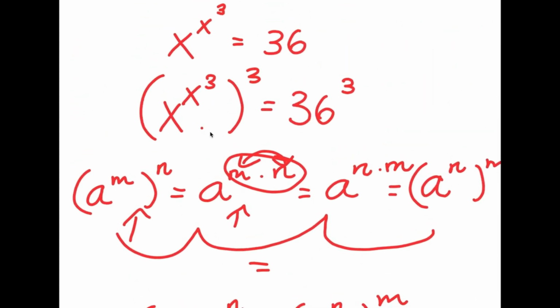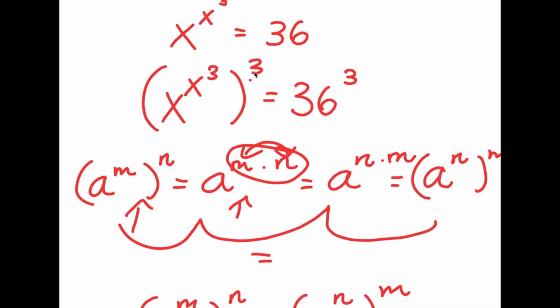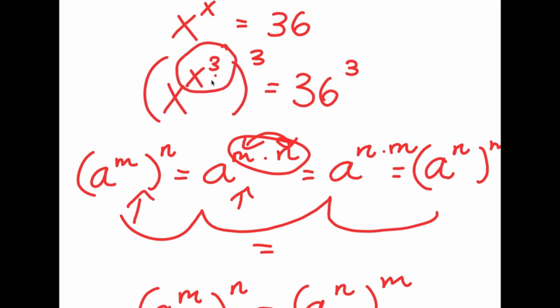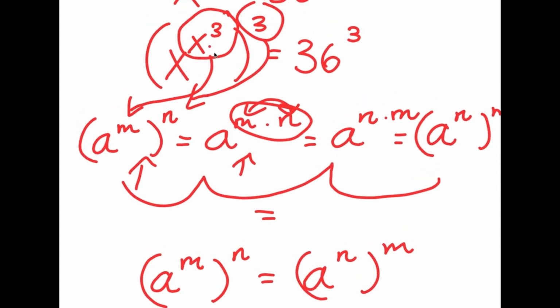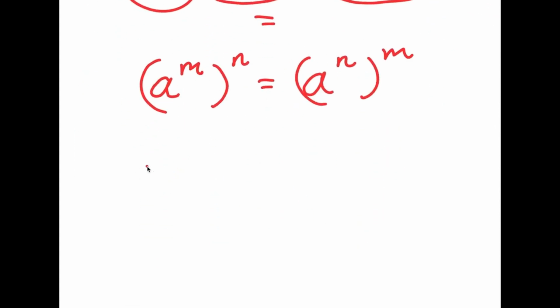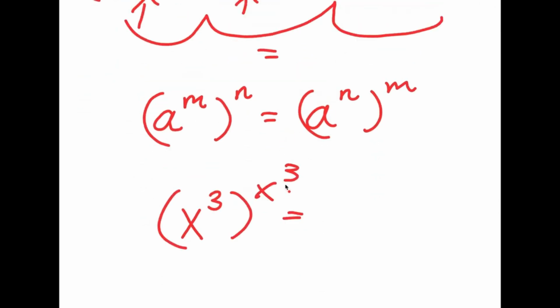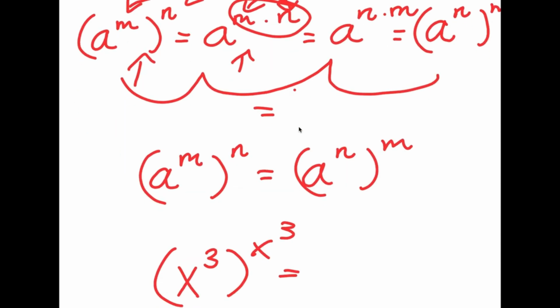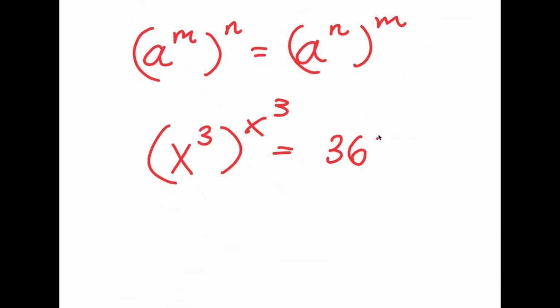So now coming back over here, we have x to the power of x to the power of 3, to the power of 3, is equal to 36 to the power of 3. And we can think of x to the power of 3 here as m and 3 as n. So now I can switch the places of these two. So now I get x to the power of 3 to the power of x to the power of 3, and this is equal to 36 to the power of 3.